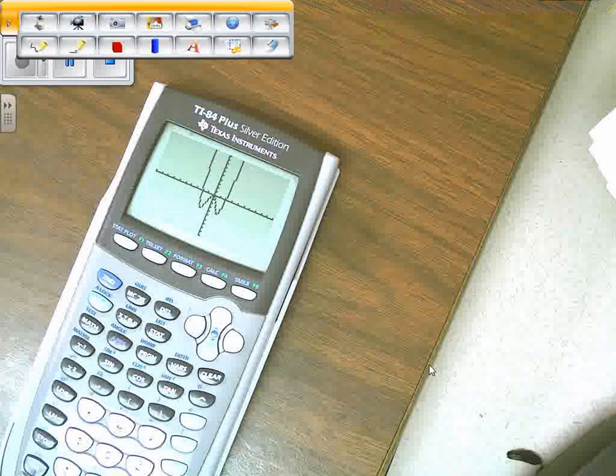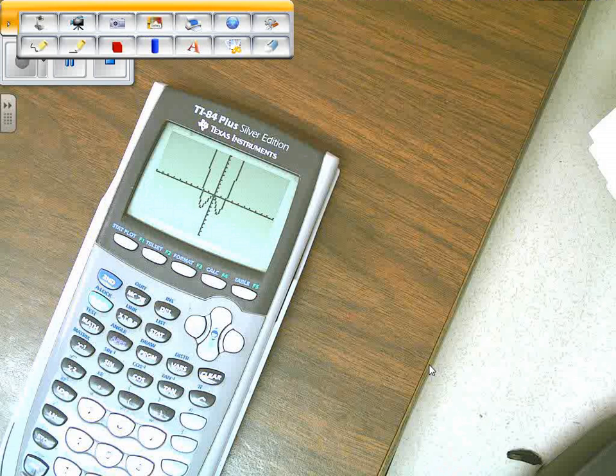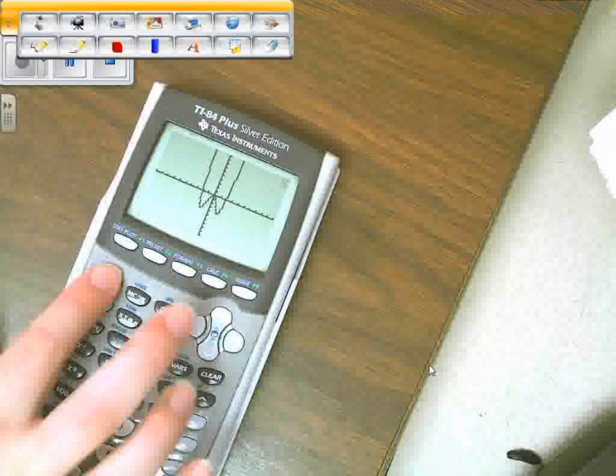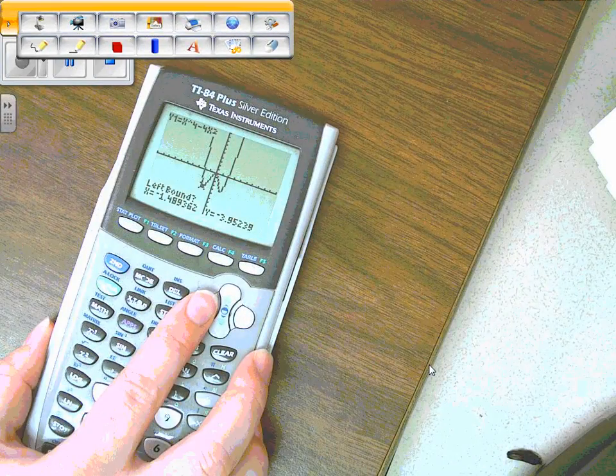I want to find the maxes and mins. So the minimums, how will I do that? Second trace, minimum. I'm going to pick one of the minimum values. I'm going to hover on it.